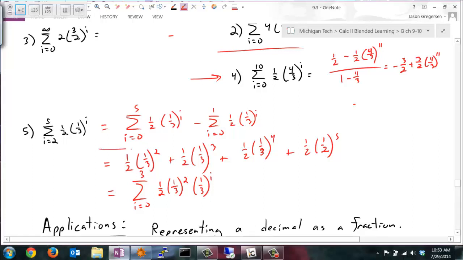Yep. As opposed to I equals 2? Oh, wait. Because then I'd be actually subtracting that value for 2, but I want that to be included in my sum. Other questions?